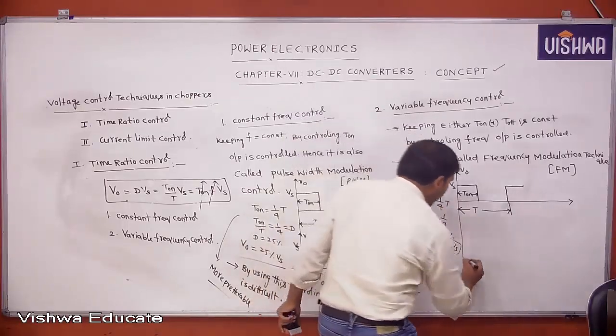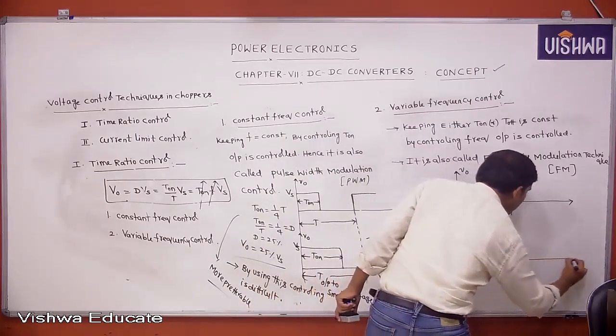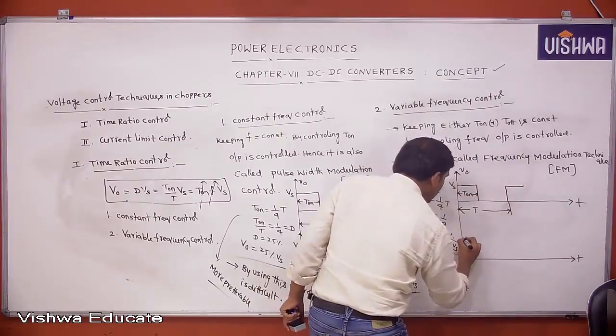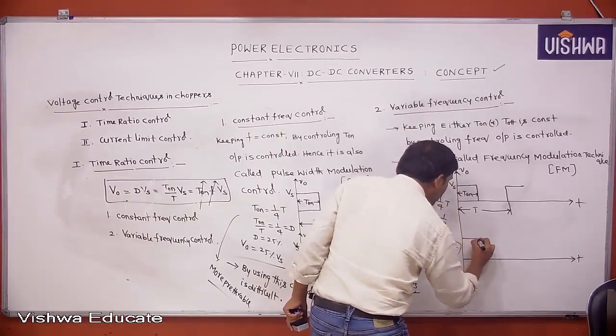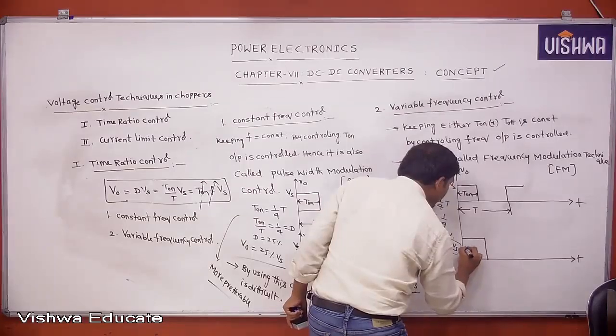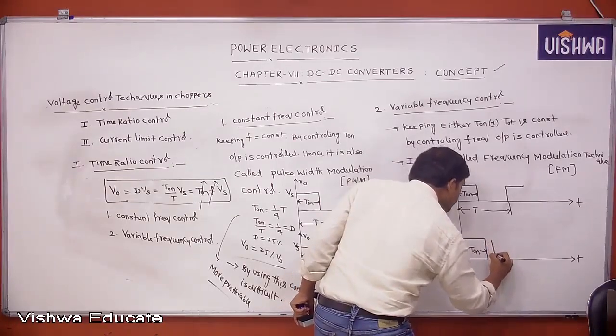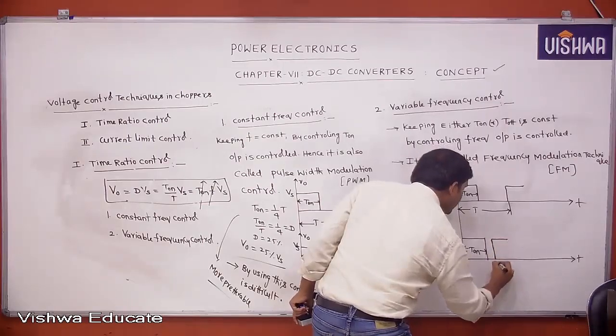Now for the same example, I don't change T on. I will maintain T on constant, but I will reduce T off. Then this is T.